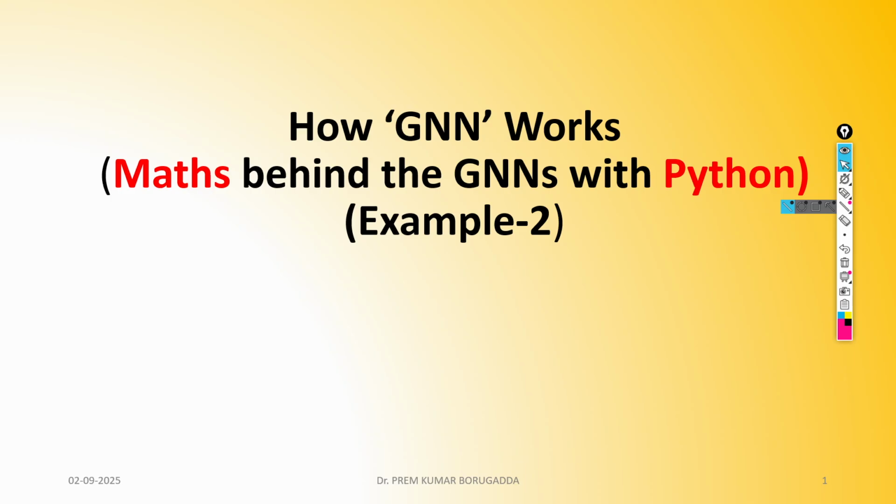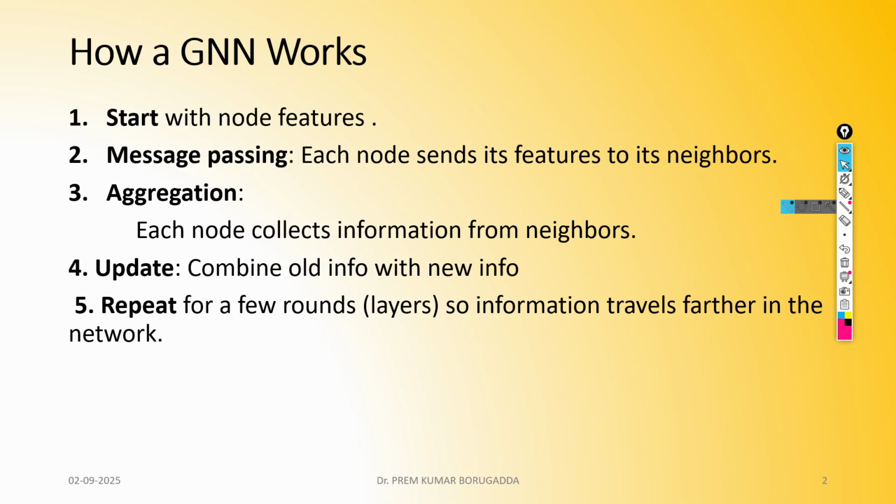Hello friends, today I am going to discuss another example, the maths behind GNNs with Python programming. This example is a little more complex compared to the previous example. So how does a GNN work? What are the 5 points here? The same 5 points I explained in the previous lecture, but anyhow I will explain point by point.